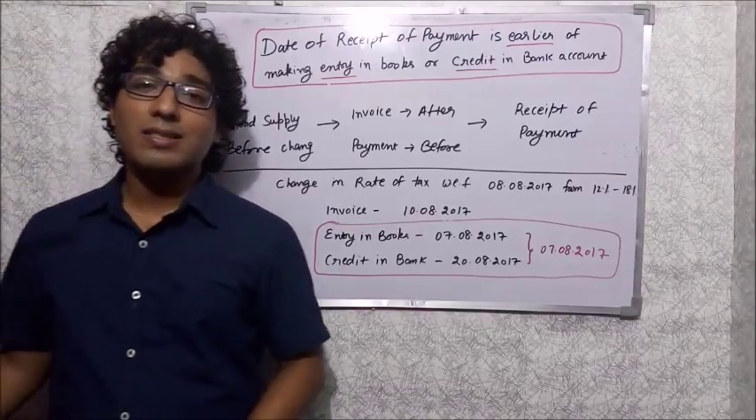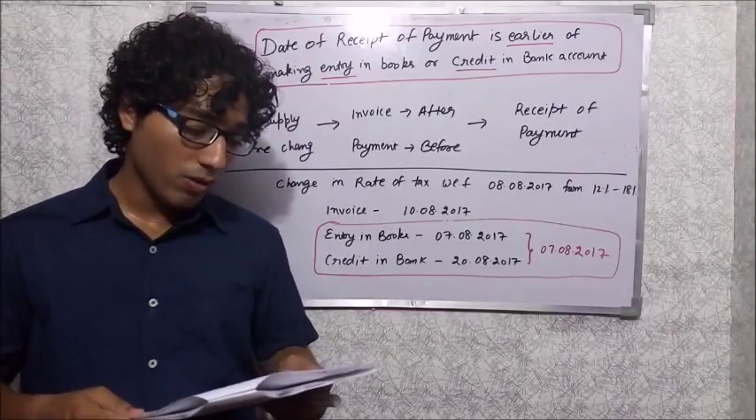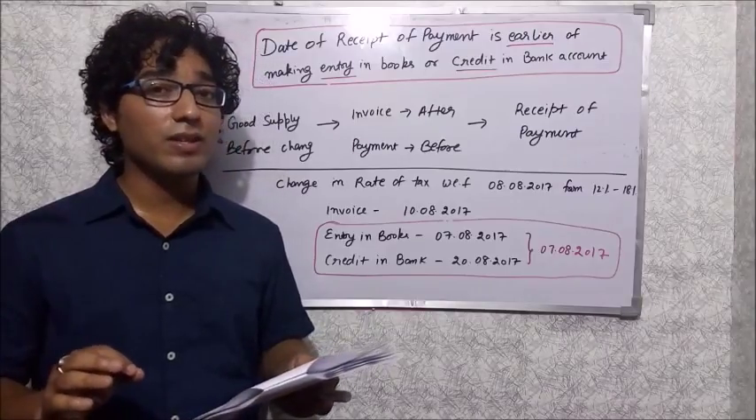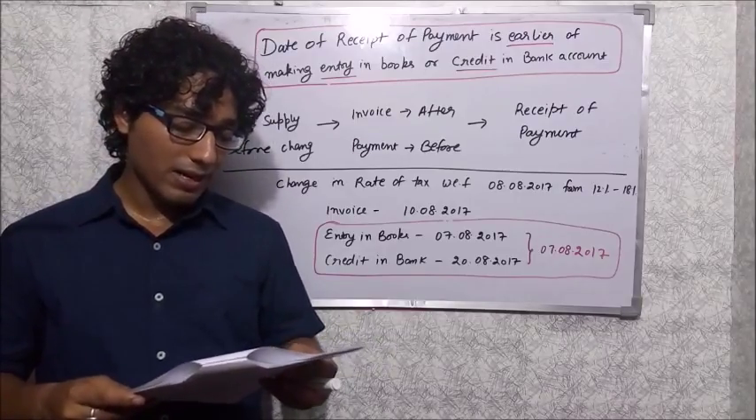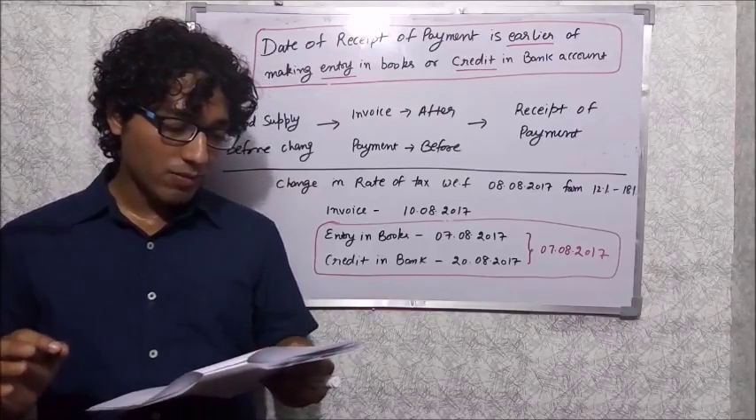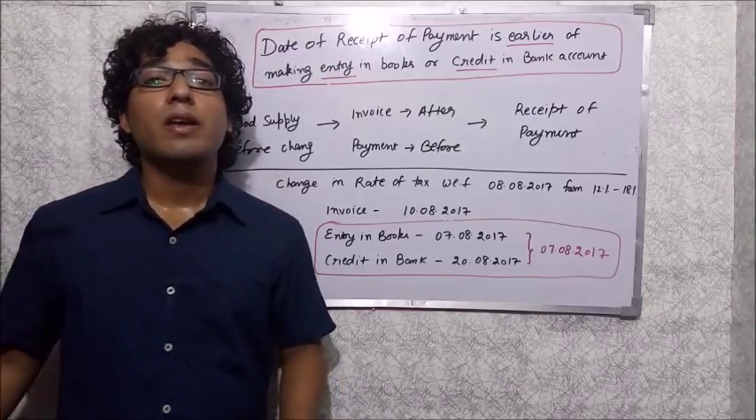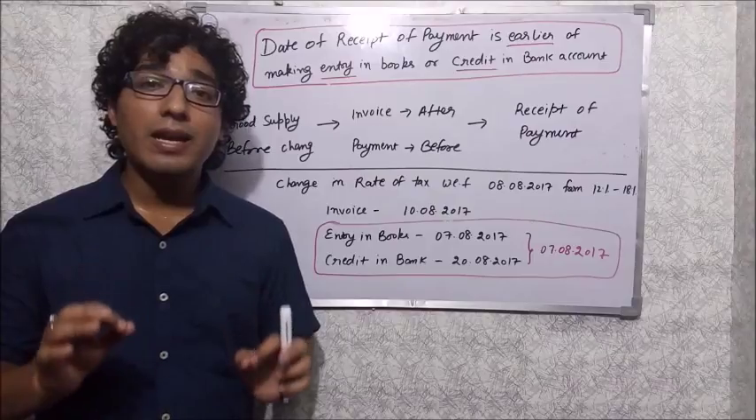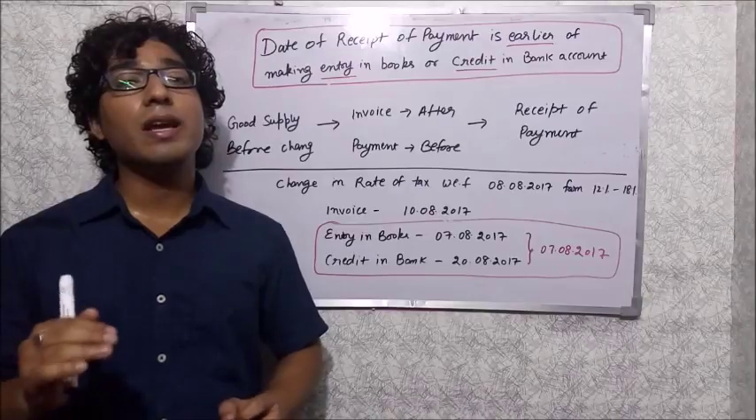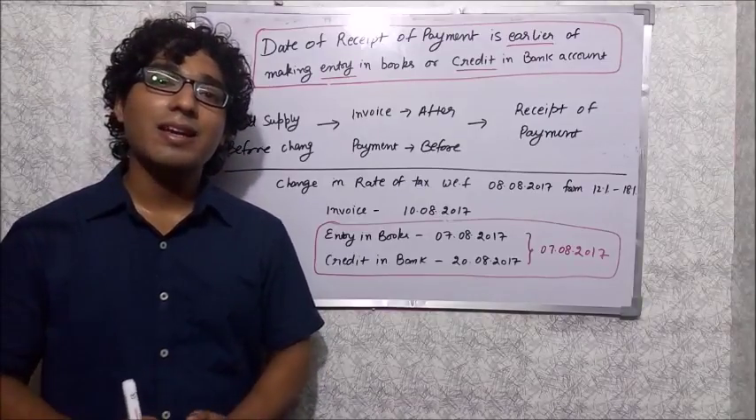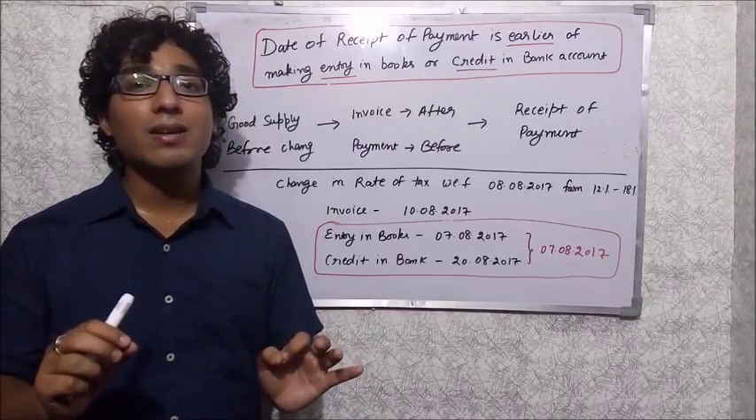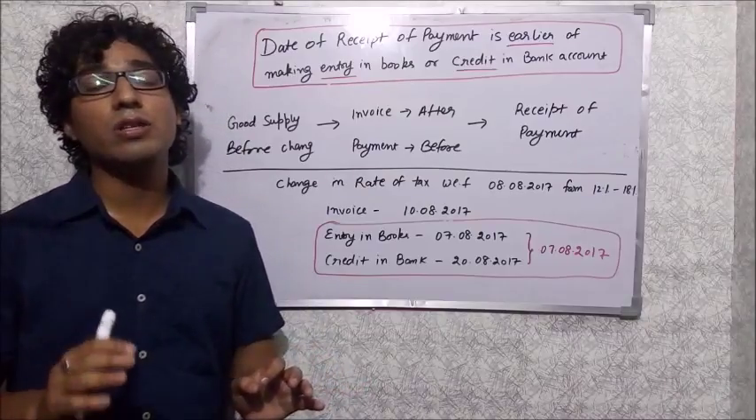And that is the exact wording of the law, that provided that the date of receipt of payment shall be the date of credit in the bank account if such credit in the bank account is after 4 working days from the date of change in the rate of tax. So if the date of credit in the bank account is after the 4 working days from the date of change in effective rate of tax, then the date of receipt of payment by the supplier will be considered as the date on which the amount is credited into his bank account.